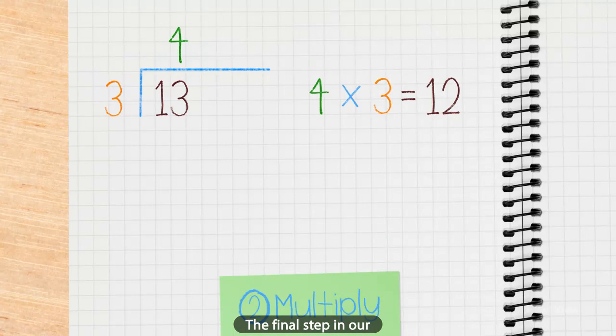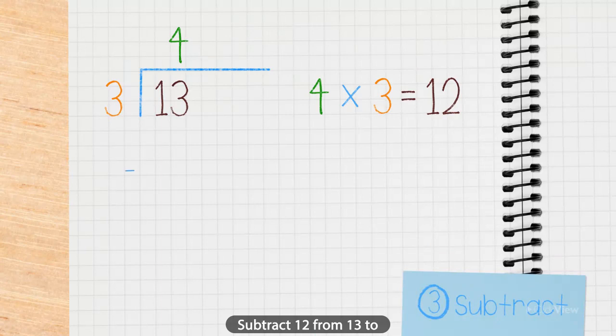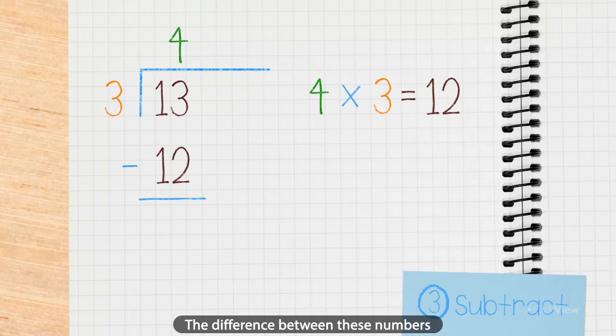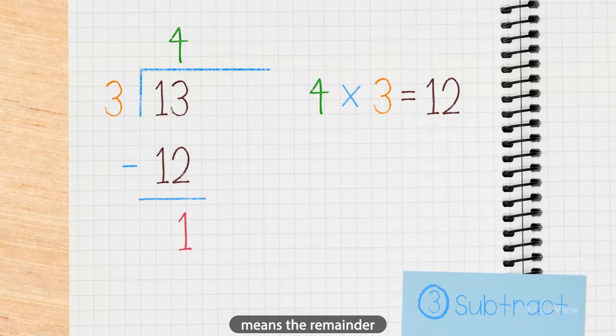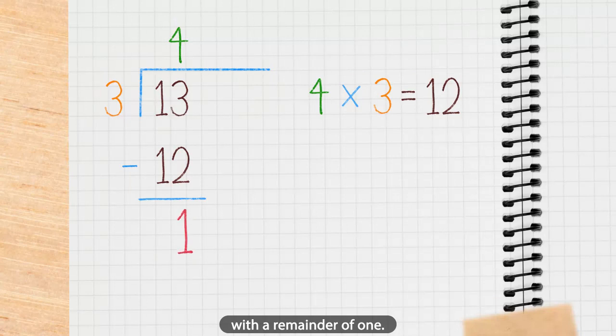The final step in our problem solving is subtraction. Subtract 12 from 13 to find the difference. The difference between these numbers is what the remainder of this problem is. The answer is 1, which means the remainder in this problem is 1. Therefore, 13 divided by 3 equals 4, with a remainder of 1.